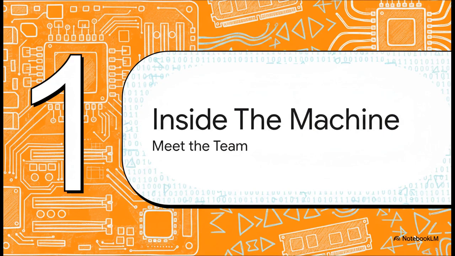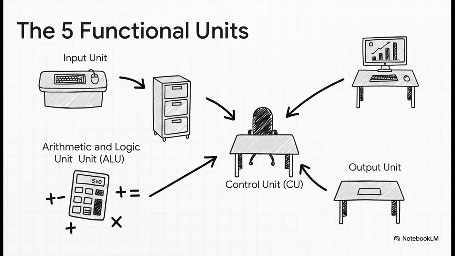All right, let's kick things off by metaphorically prying open the case of your computer. Inside, there's a core team of components. We call them functional units, and they are responsible for every single thing that happens. The easiest way to picture this is to think of a small, super efficient office. The input unit, that's your keyboard and mouse, is basically the reception desk, taking in new information.